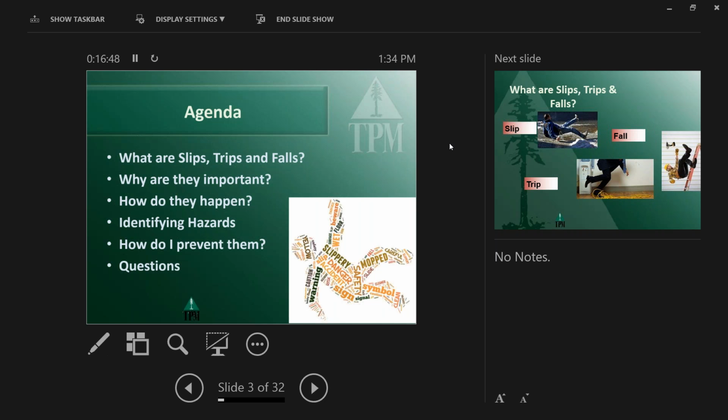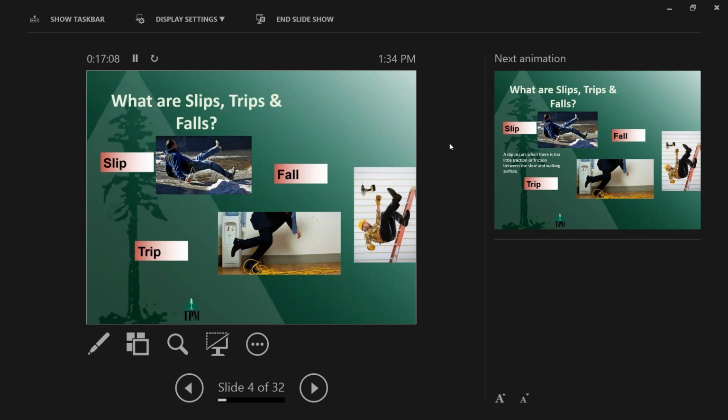So we're going to identify what they are and why they're important. We're going to look at how they happen. I'm going to show you a whole bunch of pictures, and we're going to identify hazards. Then we're going to talk about how we prevent them. How do we stop these things from happening? Because that's what all of us, I'm sure, really want to know.